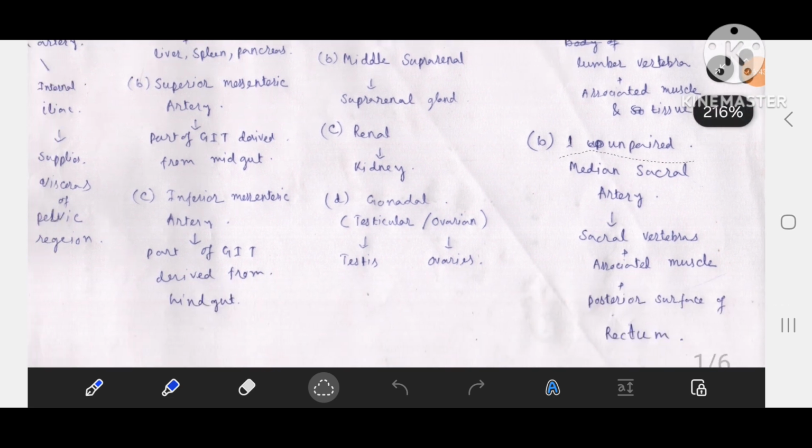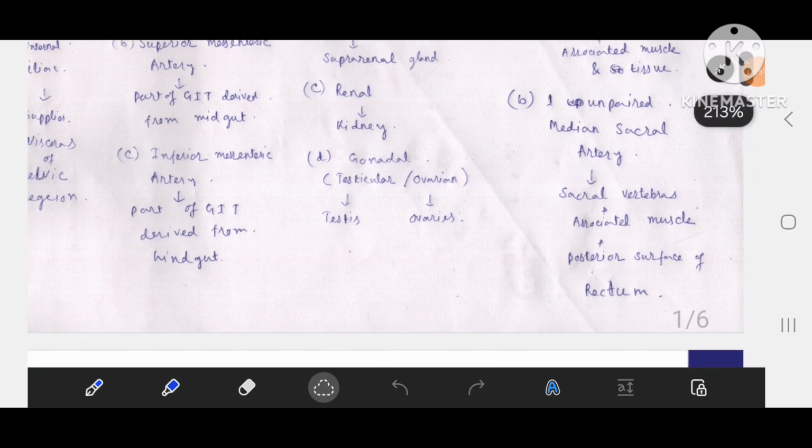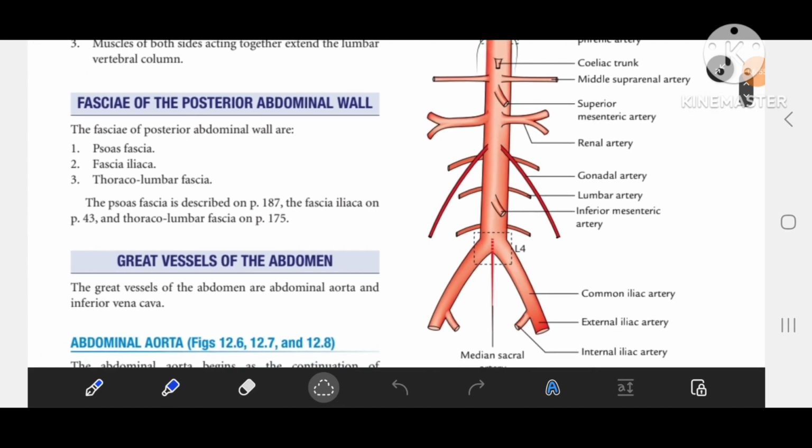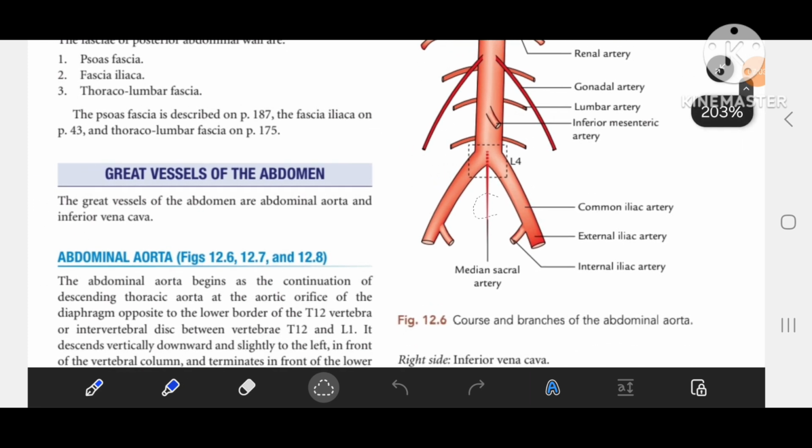Then 1 unpaired median sacral artery. Median sacral artery will supply sacral vertebrae, associated muscle, and posterior surface of the rectum. See, this is lumbar artery. 1 lumbar artery is marked. There are total 4 lumbar arteries, and there is 1 median sacral artery.